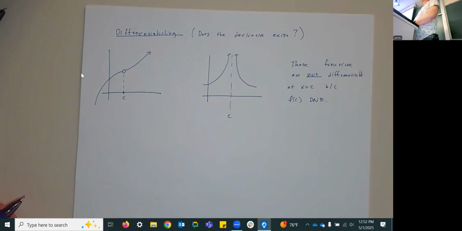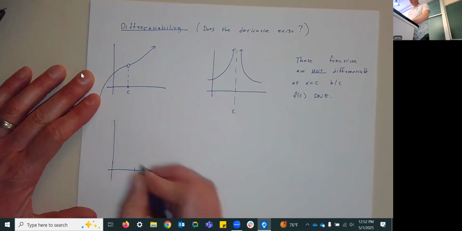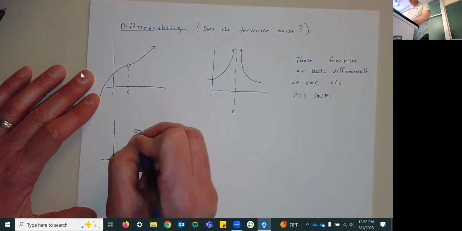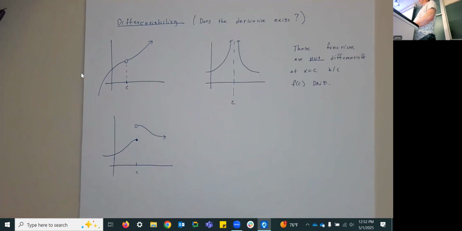In fact, to be more specific, the function has to be continuous at a point to even have a chance of being differentiable. So let me show you one more example of not differentiable at C. Something like this, where you have some sort of jump discontinuity. This function also would not be differentiable at C.